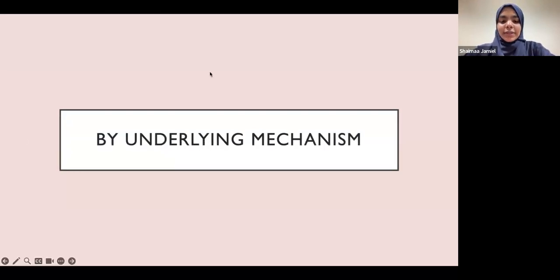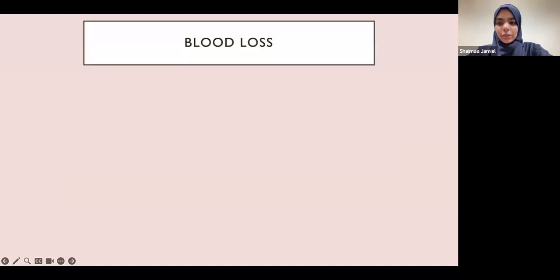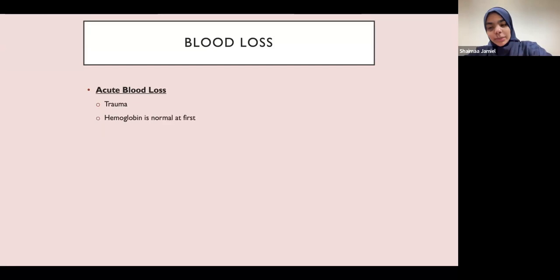So now we're going to classify anemia based on the underlying mechanisms, starting with blood loss. And blood loss itself can be divided into acute blood loss and chronic blood loss. So in acute blood loss, what happens? It's usually due to trauma. So like trauma that caused the hemorrhage, they were in an accident, surgery, something that caused an acute blood loss, okay? And in the beginning, the hemoglobin will actually be normal. So if you take a sample, the hemoglobin will be normal.